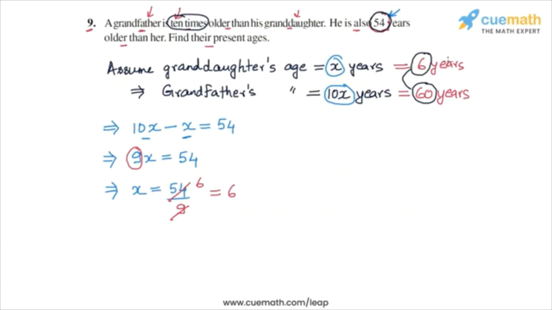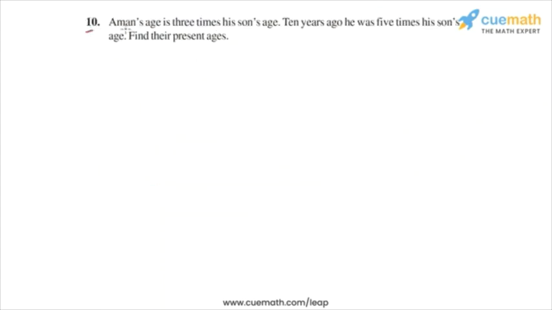Their present ages are 6 years and 60 years. And this completes question number 9. Question 10 says Aman's age is 3 times his son's age. 10 years ago, he was 5 times his son's age. So today in the present, he is 3 times his son's age, and 10 years ago, he was 5 times his son's age. We have to find their present ages using these pieces of information.